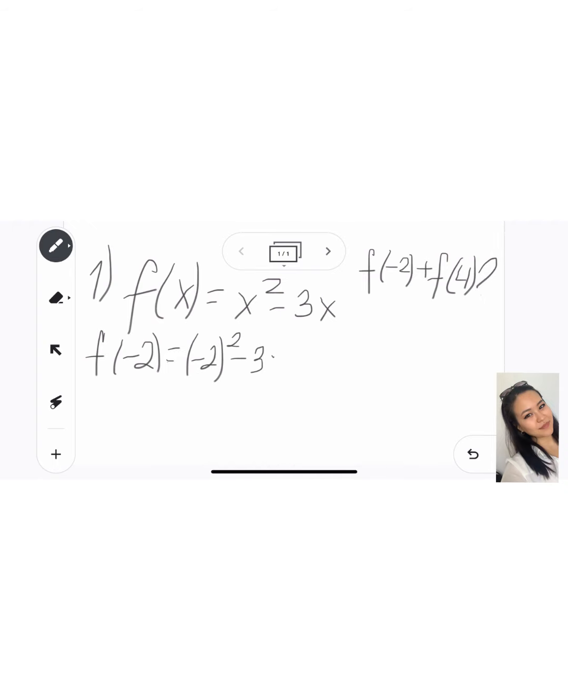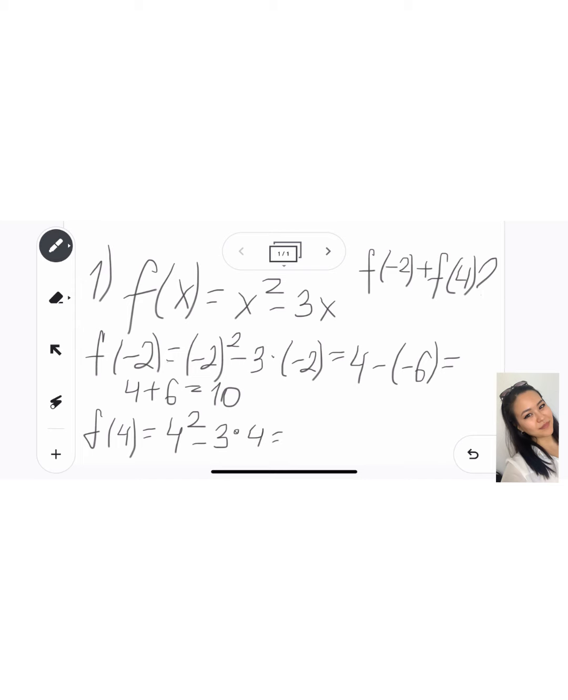So we will get negative 2 squared minus 3 times negative 2 equals 4 minus negative 6. And as we're subtracting a negative number, we will change the sign to plus, okay? 4 plus 6 equals 10. So the next one is f of 4, substituting 4 onto the x. So it's 4 squared minus 3 times 4. 4 squared is 16, minus 12 equals 4.